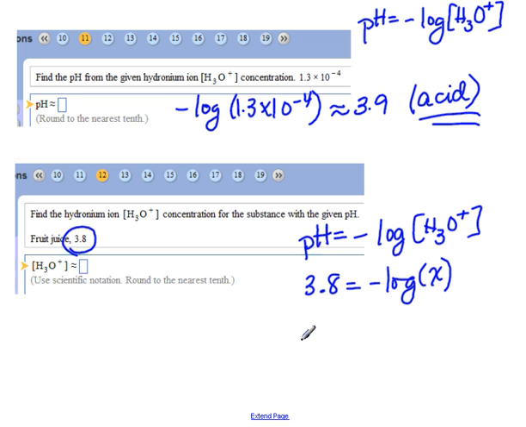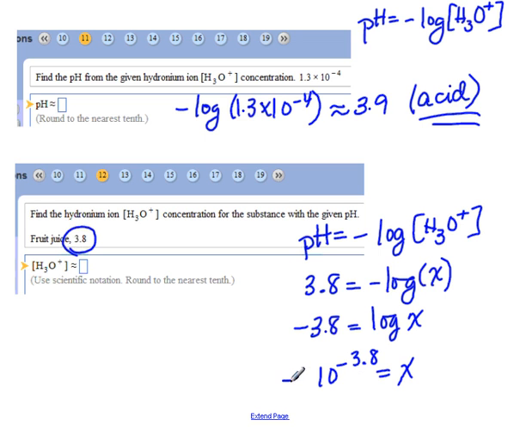Well, we need to isolate the log first, so we would have negative 3.8 is equal to what? Log of x. And then just remember that our base is what? 10? Yep. So we're going to have what? 10 to the negative 3.8 would be equal to x. And if you do this on the calculator, what is 10 to the negative 3.8?